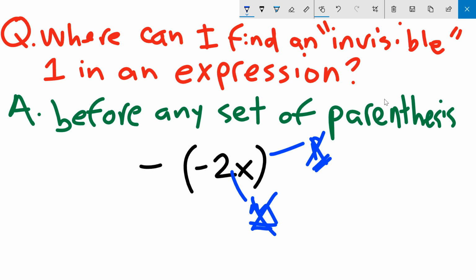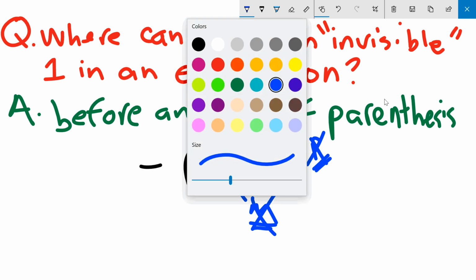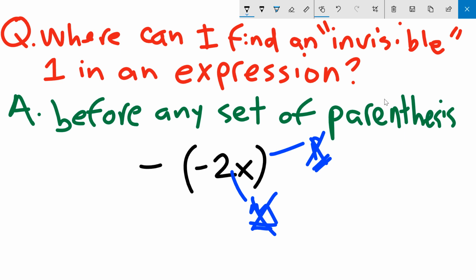So is there anything else? Yes, there is. Enter in the invisible one. And remember, where can I find an invisible one in an expression? Before any set of parentheses. So here is the set of parentheses, and we go directly before that, right? So here we go. There it is. There is our invisible one. And now we have negative 1.